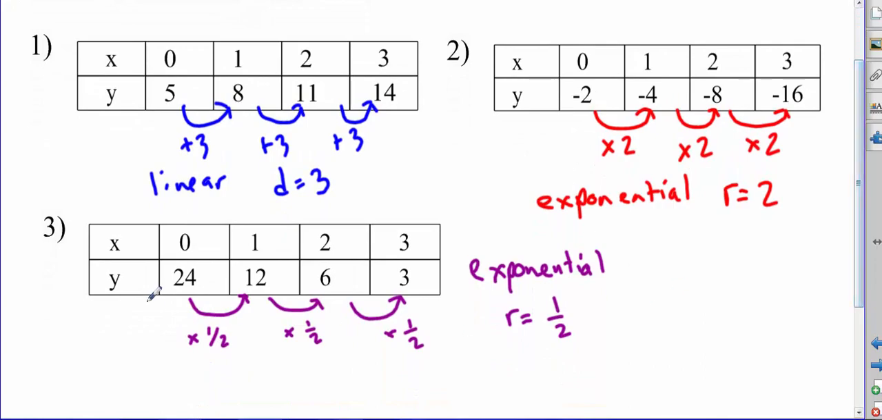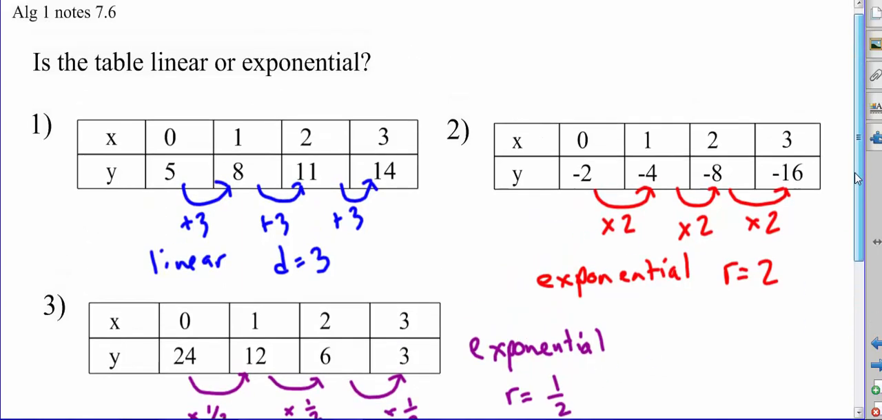What I found on number 3 was that every step I was multiplying by 1/2. Now you may have thought, well, wait a minute, that's dividing by 2, isn't it? Yeah, that's true, it's dividing by 2, but we want to think in terms of multiplication when we find an r value. And so I said this is exponential growth. Actually, it's decay. It's exponential. We'll talk about that another day. But the r value here is 1/2.